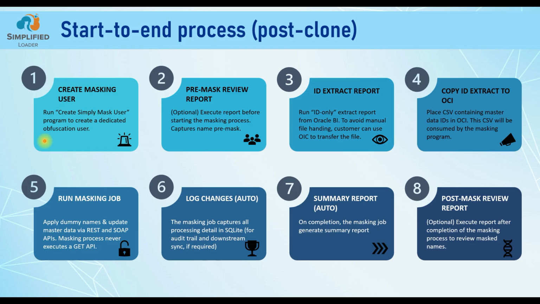The process starts with creating a service user, followed by an optional step to review the data before masking. In step 3, we extract the IDs from Oracle Fusion that will be used by the masking process. Step 5 is where we run the masking program, which can keep a log of all updates made in Oracle Fusion. If you want to disable logging, the logging option can easily be disabled. Finally, the masking process generates a summary of the updates performed. The last step is optional, where the user can review the masked data.